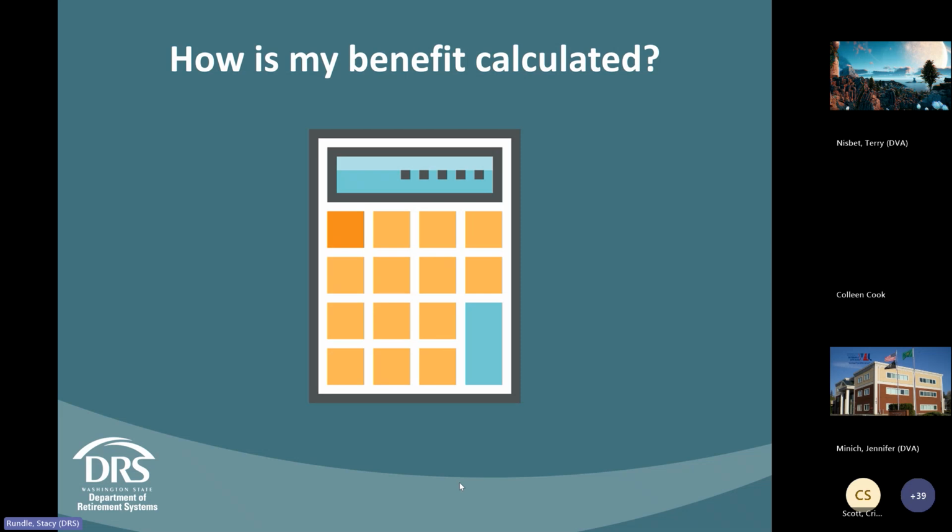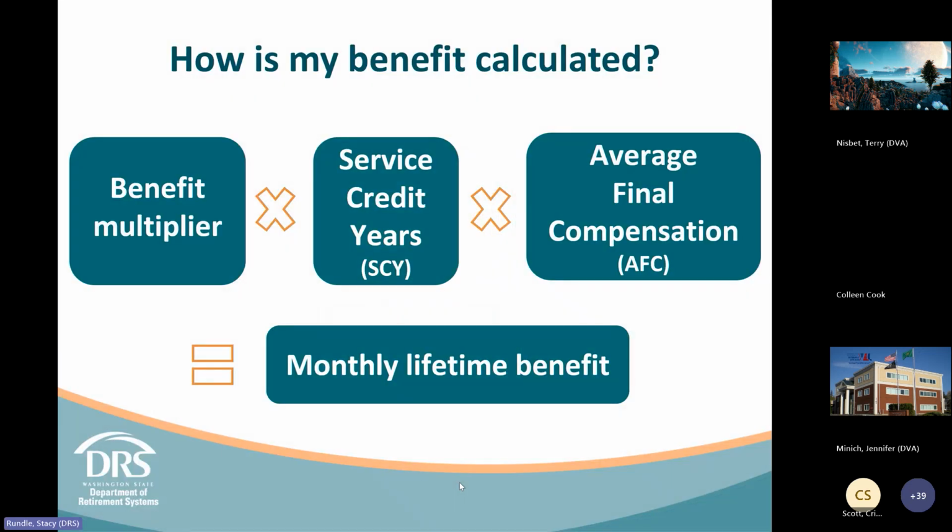So how do we calculate your pension benefit? The pension benefit formula uses a benefit multiplier times the number of service credit months and years you've earned while you've been working in an eligible PERS position times your average final compensation. Let's break this formula down into its components, starting with the benefit multiplier.